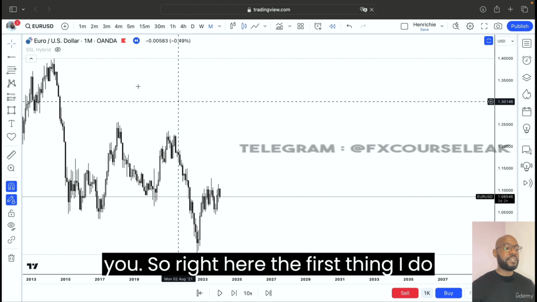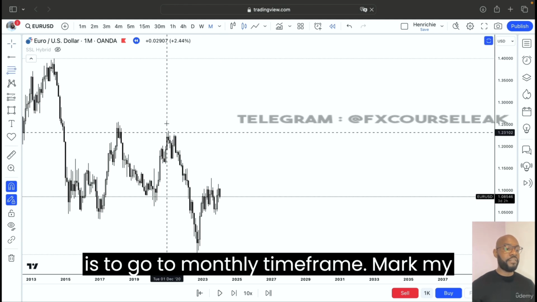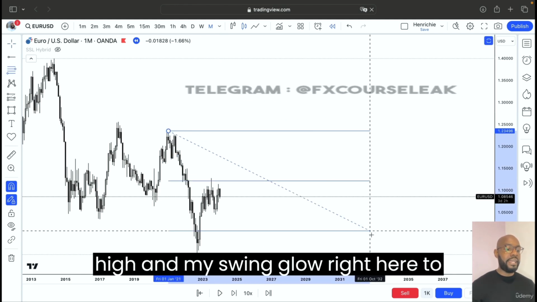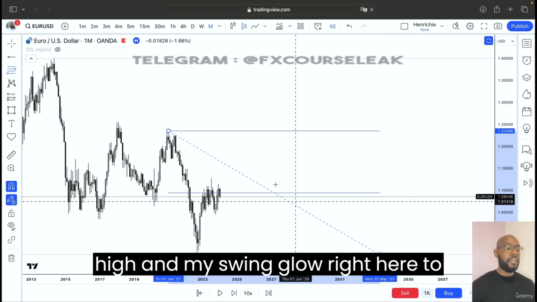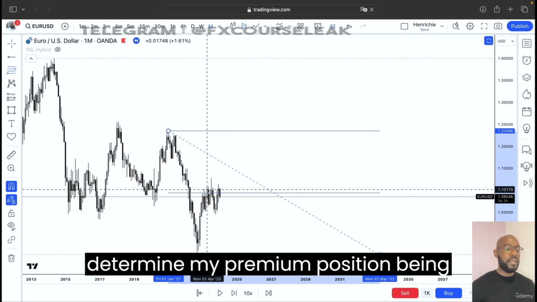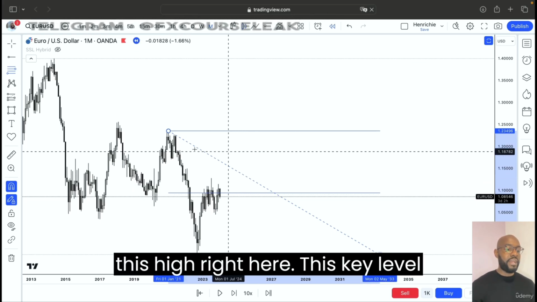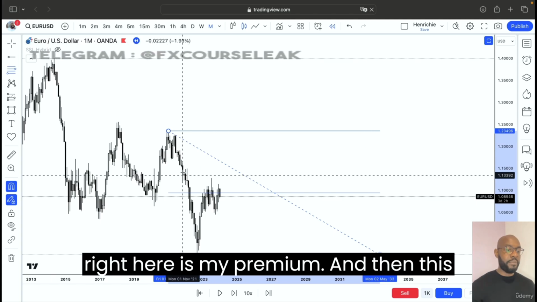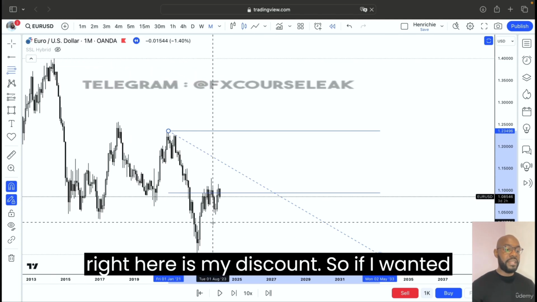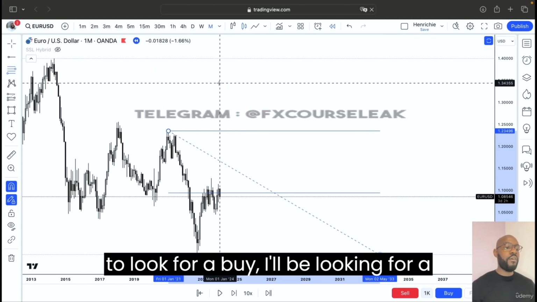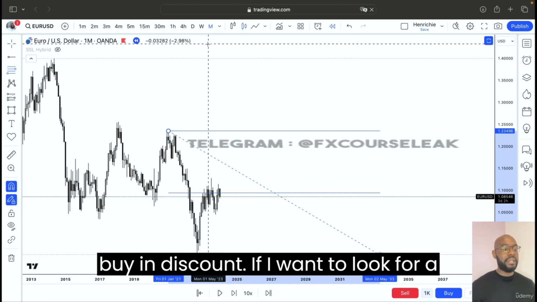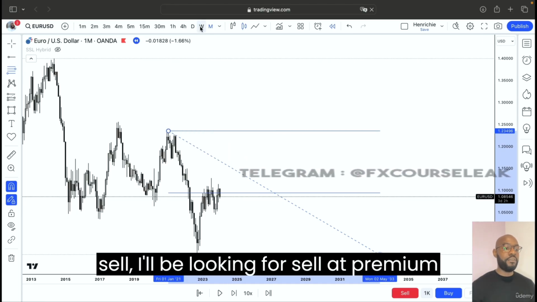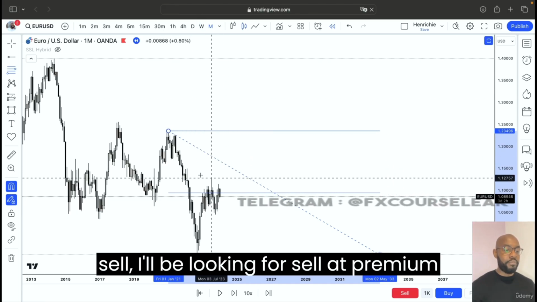So right here, the first thing I do is go to the monthly time frame. I mark my high and my swing low right here to determine my premium position, being this high right here. This key level right here is my premium, and then this right here is my discount. So if I want to look for a buy, I'll be looking for a buy in discount. If I want to look for a sell, I'll be looking for a sell at the premium position.